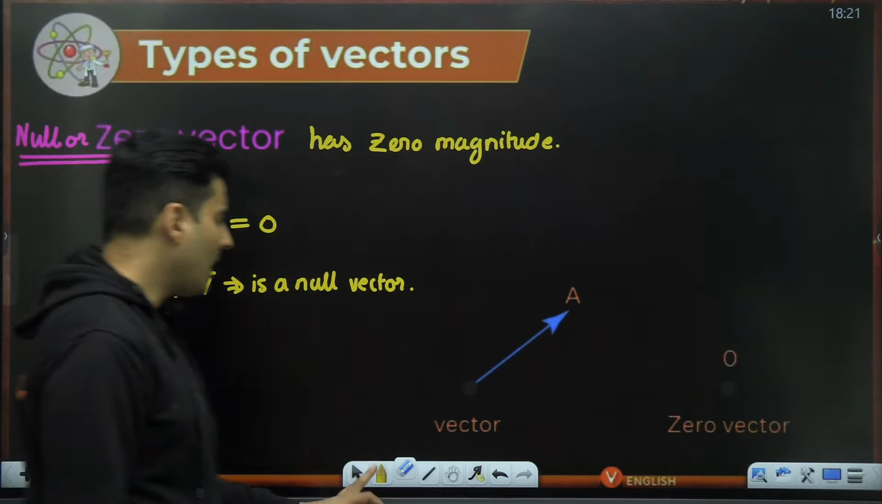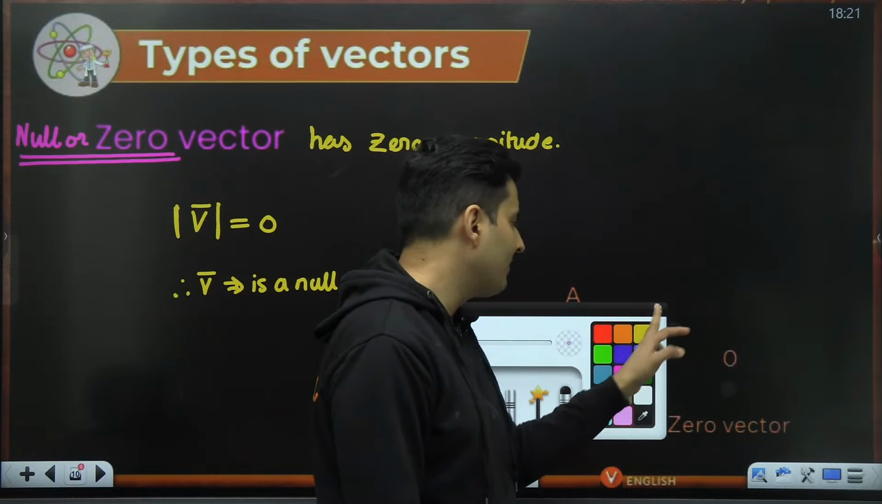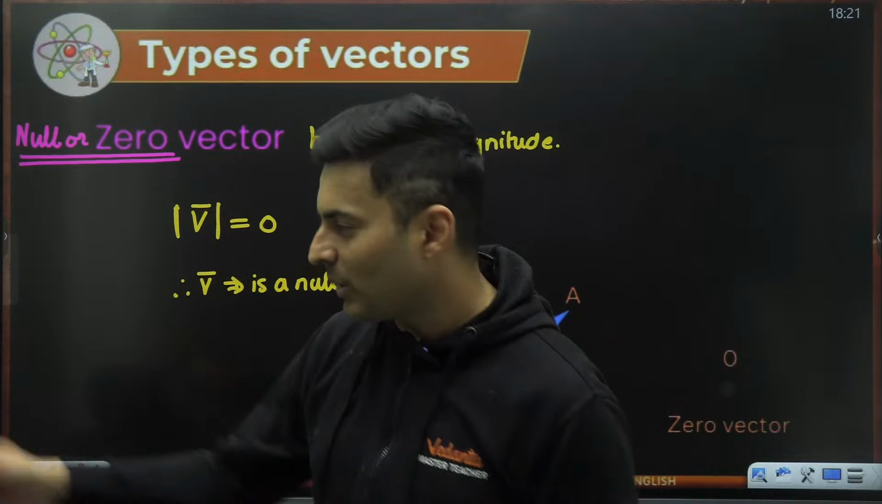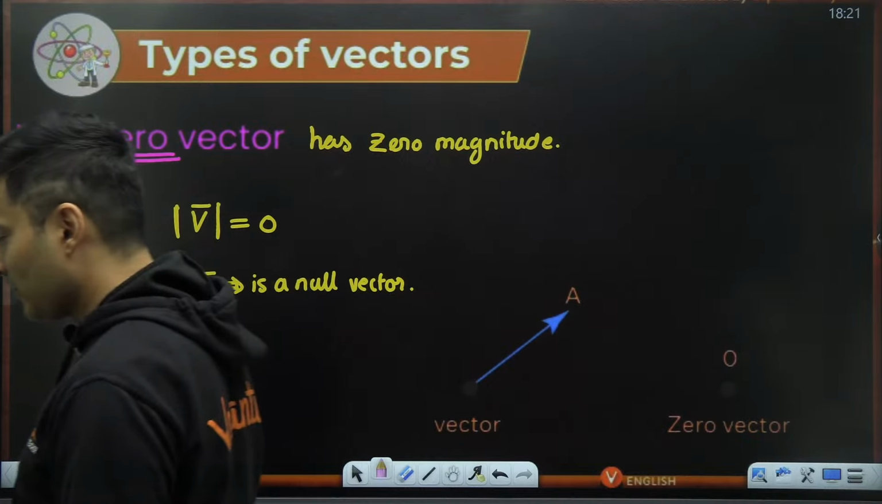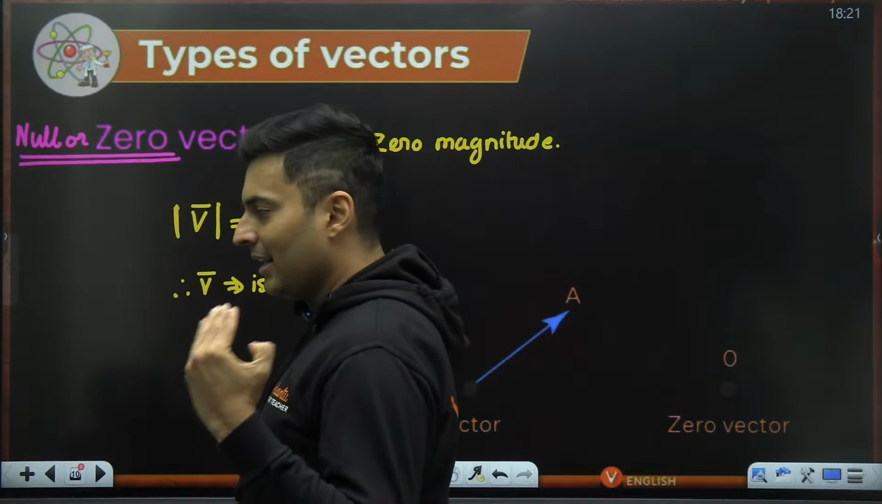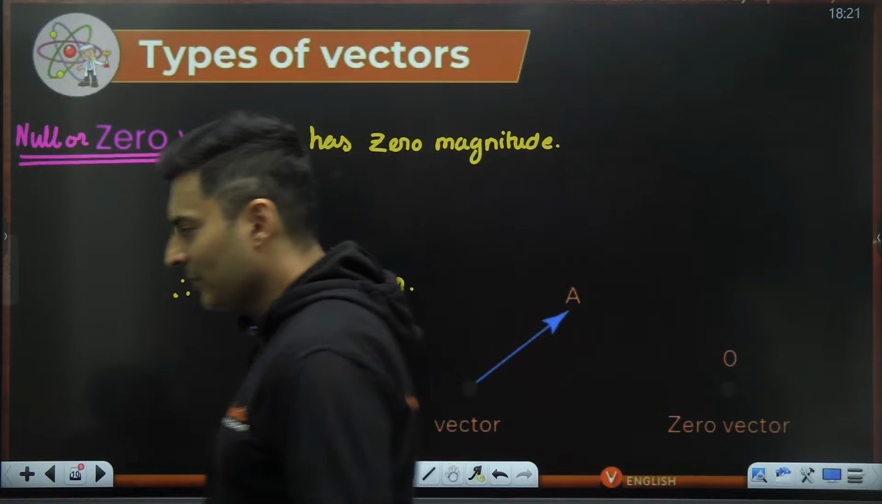Okay. Let me ask you this very famous question, very, very important question. Let's see how many of you can give this. What is the direction of a 0 vector? Quickly answer in the chat box right away, right now. What is the direction of the 0 vector?